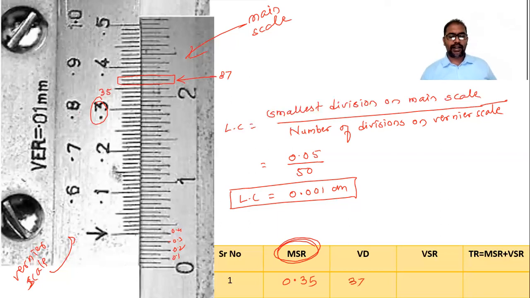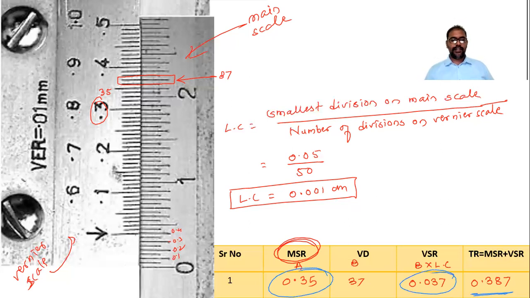Vernier scale reading we can write by multiplying this vernier division by the least count. Or I can say this is A, this is B. Then vernier scale reading is B into least count. Least count is 0.001 multiplied by 37, 0.037 is the vernier scale reading. Now we have to add the main scale and vernier scale readings. Then we get a total reading. You can see a formula is written. So after adding these two, we get a total reading of 0.387, and this is the measurement by the traveling microscope.